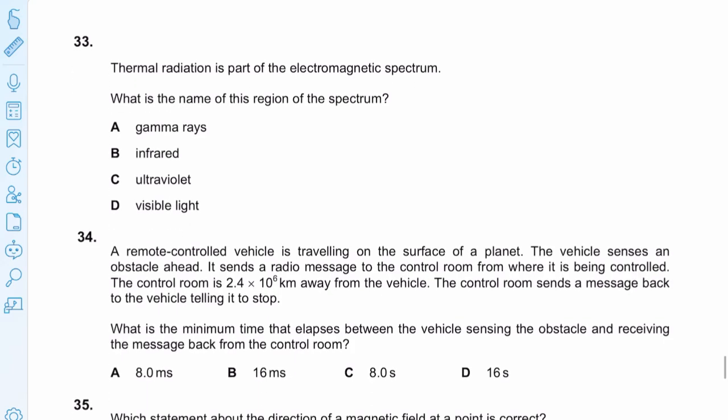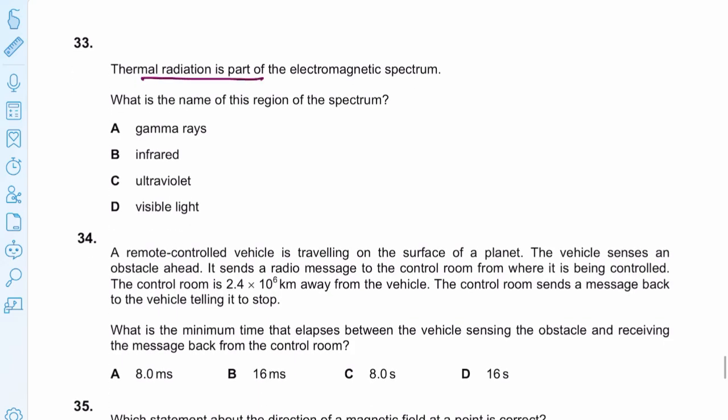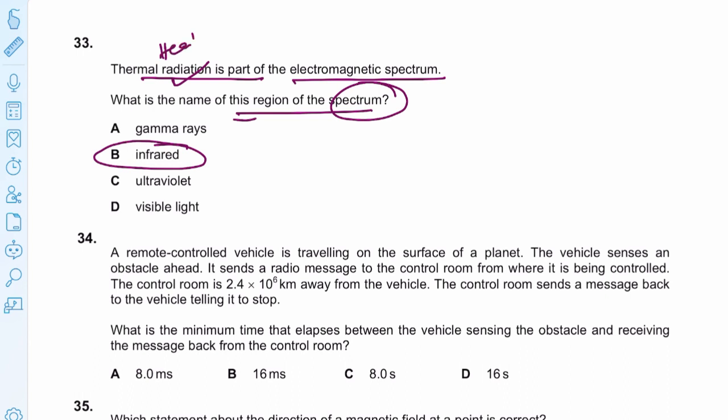Question number 33. Thermal radiation is a part of the electromagnetic spectrum. What is the name of the region of the spectrum? Heat means I think the answer should be infrared, right? Because thermal radiation means heat, so infrared is concerned with heat. That's the answer for this question.